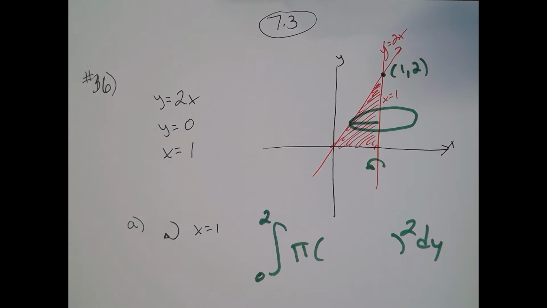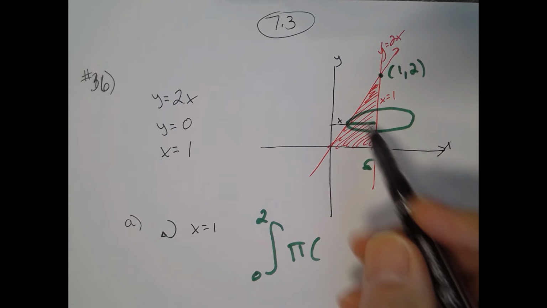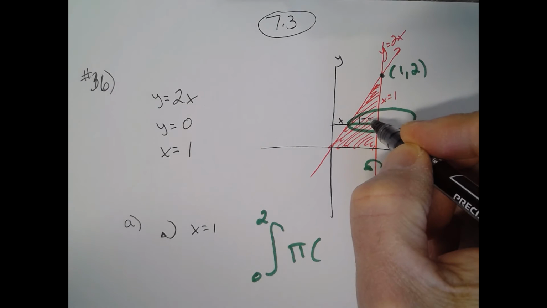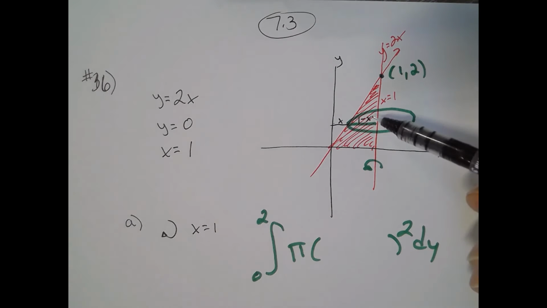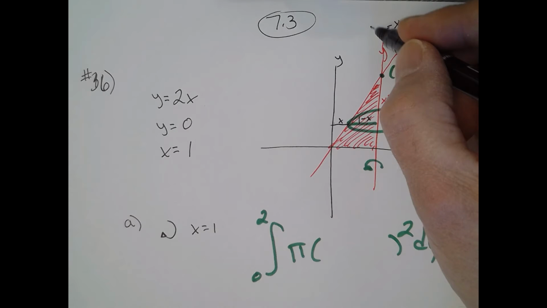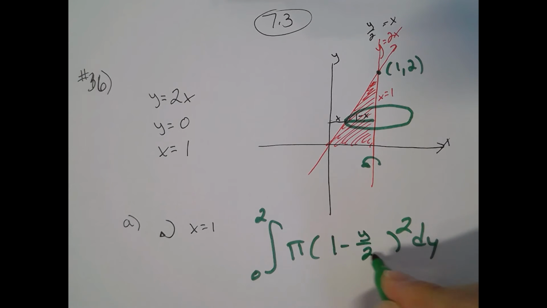So now figuring out the radius. Going out from the y-axis, it's always x. This distance is 1, so this would be 1 minus x. Well, we can't use x, so it would be 1 minus y over 2, because x equals y over 2. So 1 minus y over 2 would be our radius.